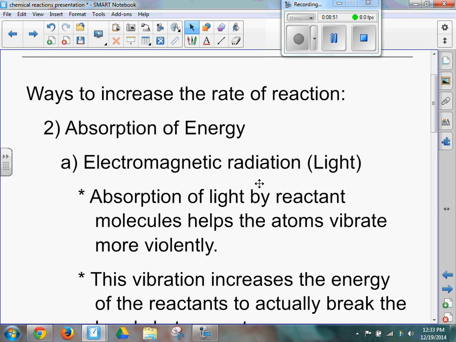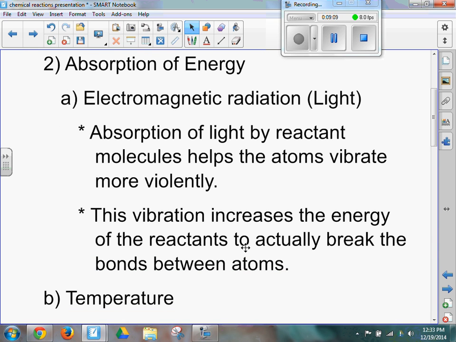The absorption of light by reactant molecules helps the atoms vibrate more violently. So you can think about these molecules inside the substance itself catching the light, and it excites their electrons enough that they begin to vibrate. That vibration will increase the energy of the reactants and will actually break the bonds between the atoms. So you can think about these little circles vibrating, vibrating, vibrating, and all of a sudden they have enough energy that they just break apart. Okay, so that's what light does.